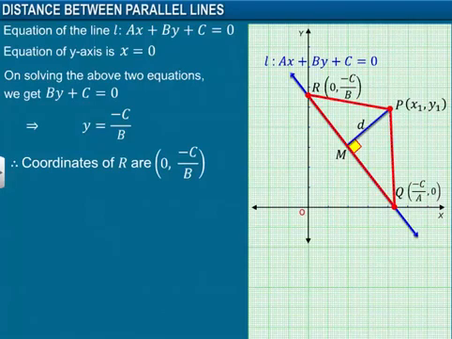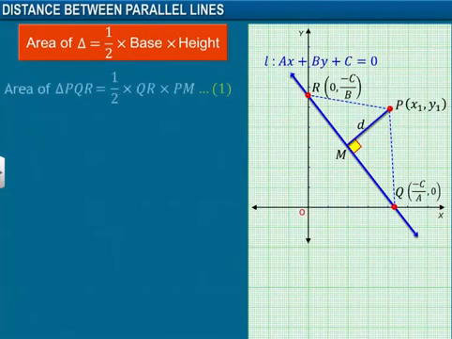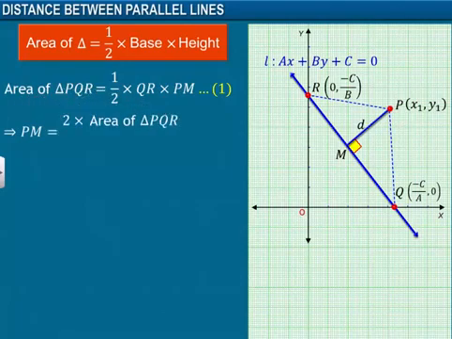Recall that the area of a triangle is equal to 1/2 of the product of its base and height. Thus, area of triangle PQR is equal to 1/2 of the product of its base QR and height PM. Let this be equation 1. From equation 1, we get distance PM is equal to twice the area of triangle PQR divided by length QR. Let this be equation 2.